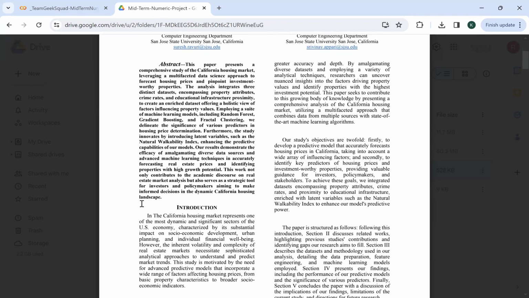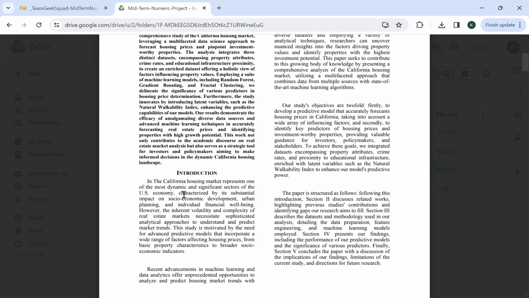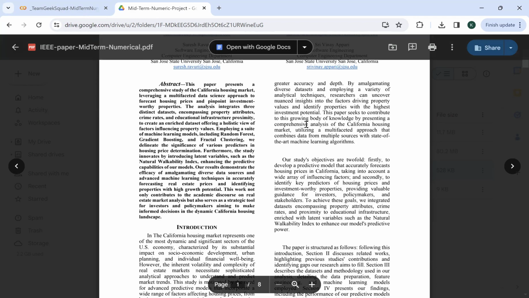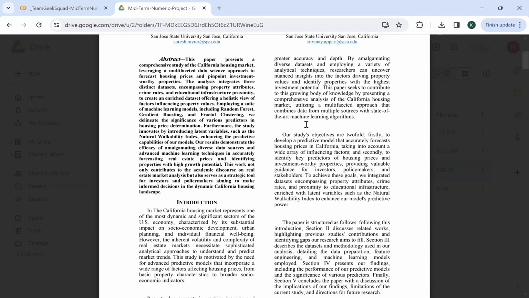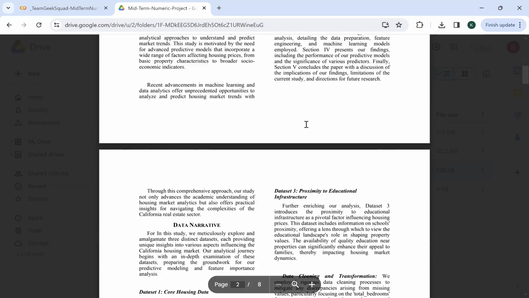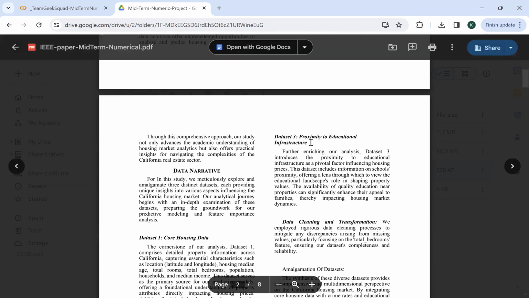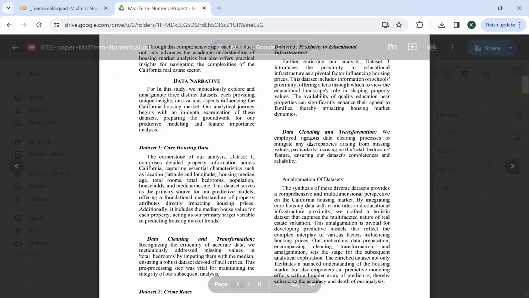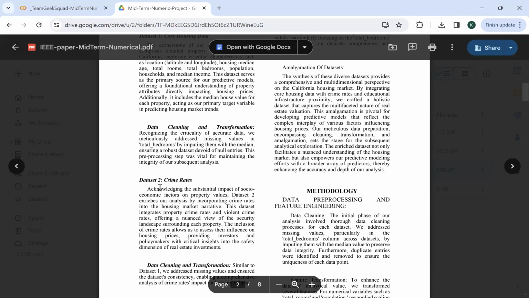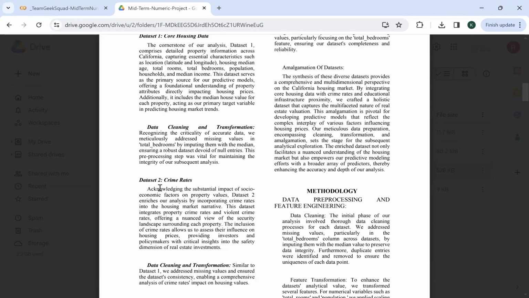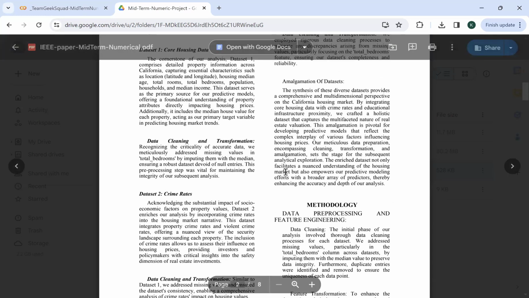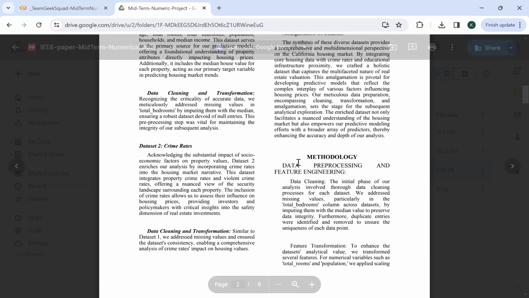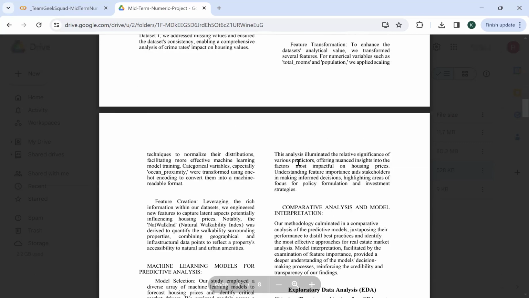The summary is mentioned in the abstract, and we have a great introduction about the investors' ideas and what attracts the investors to the project. Next, the data narrative and the proximity to educational infrastructure. And we have given some details about the crime rates, and let's perform some of the cleaning and EDA. And then the methodology, which contains the data pre-processing and feature engineering part.